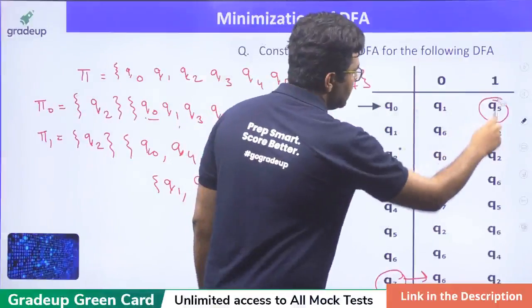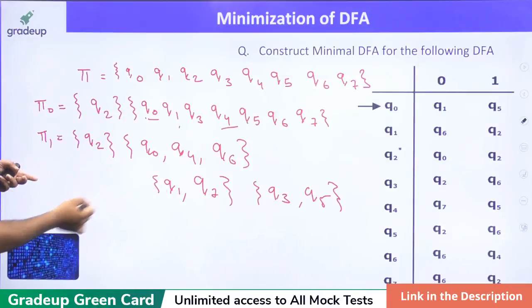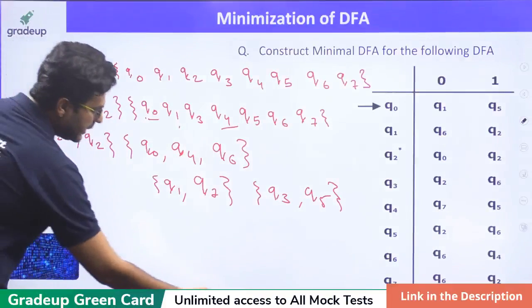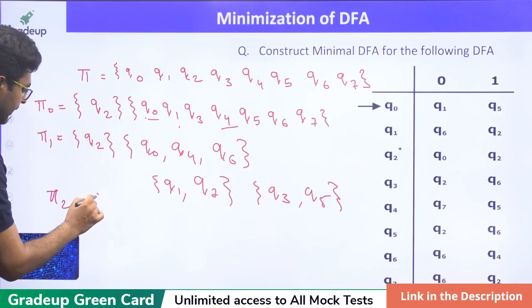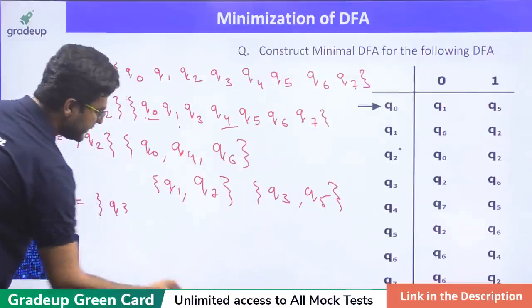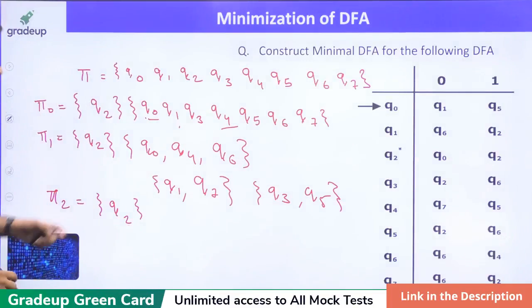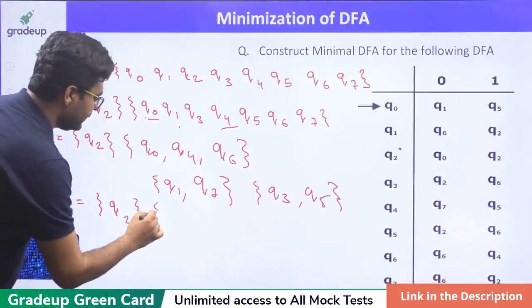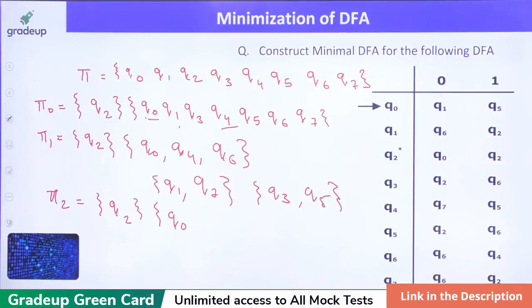Let's try to solve this question. Okay, so pi 0, pi 1 is here. I'll try to write at the bottom now. Pi 2. For pi 2, what is happening? We have Q2 in a separate set. Then we have Q0 with Q4. Let's check whether Q0 with Q4 will remain as it is or will be changed.